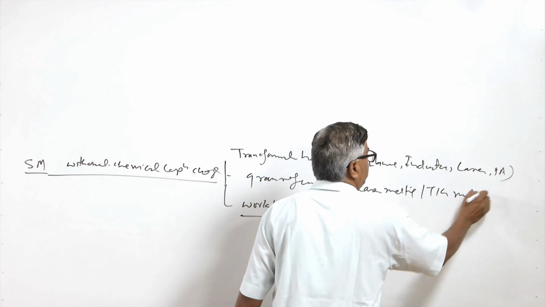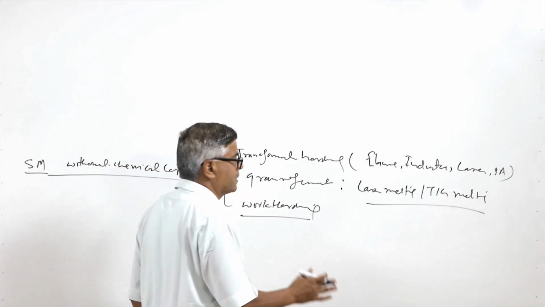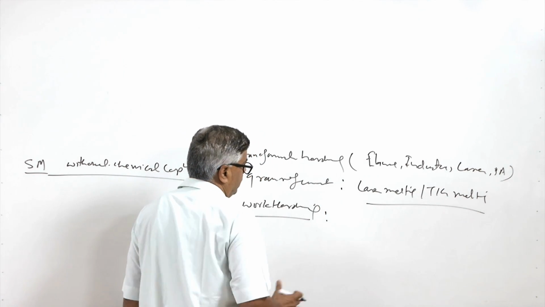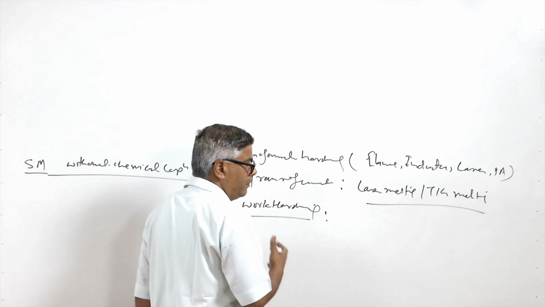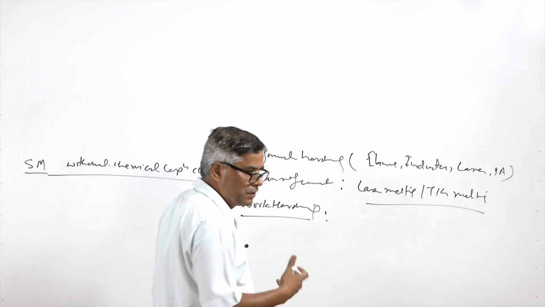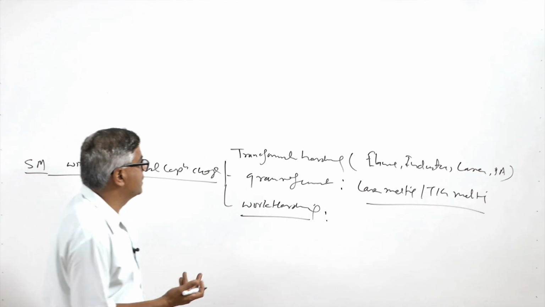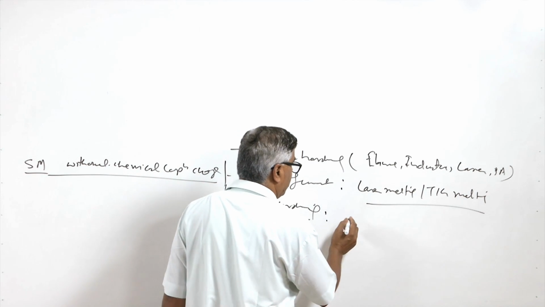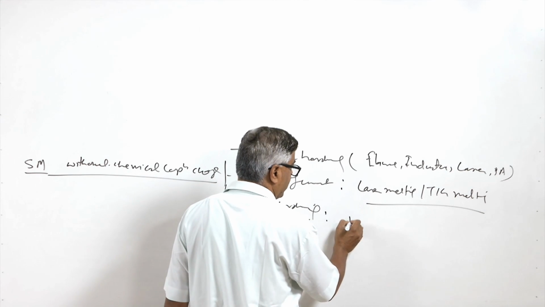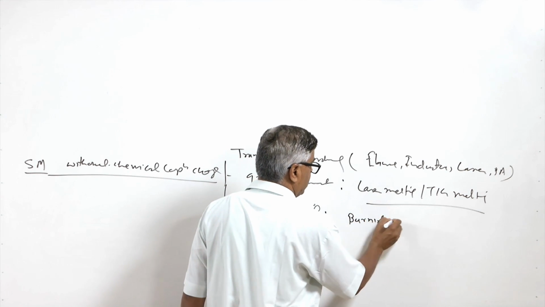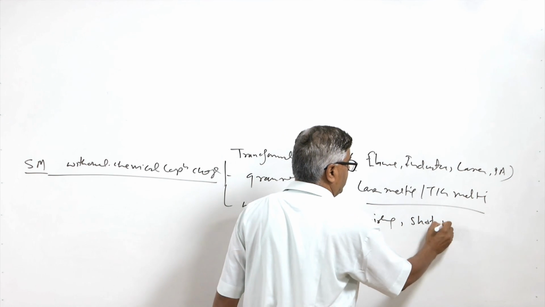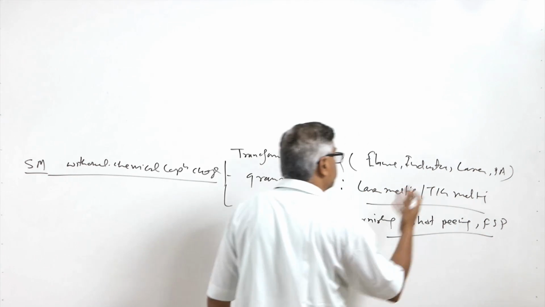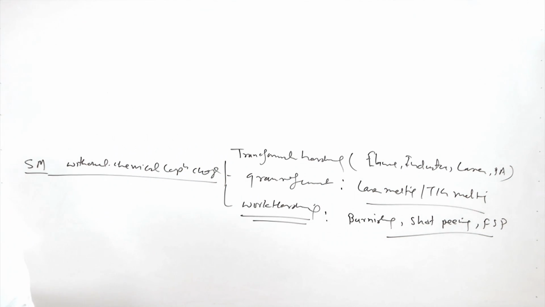TIG or PAW melting can be used for refining the grain structure, especially of substrates having a coarser grain structure. And the processes which work on work hardening, where near surface layers are deformed plastically, so that the work hardening facilitates the improvement in strength and hardness, and so the wear resistance. The methods are burnishing, shot peening, and friction stir processing. These are some of the methods used in this category.